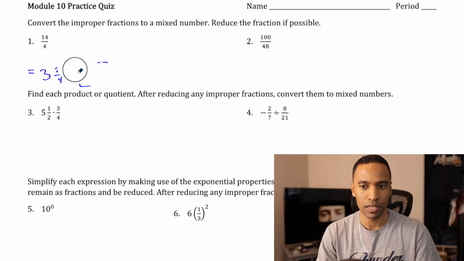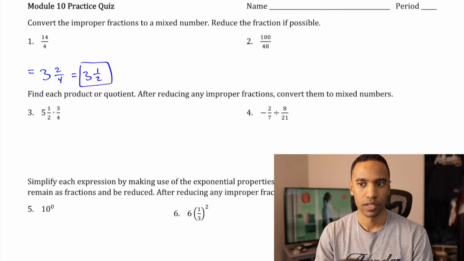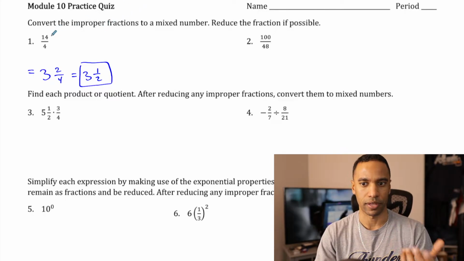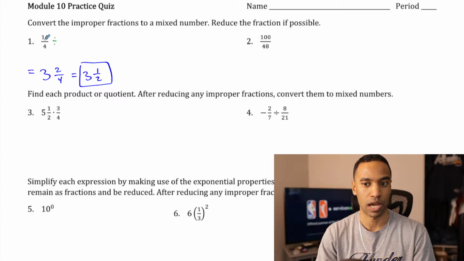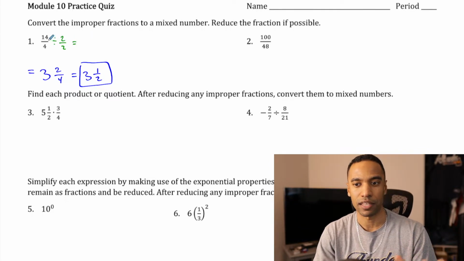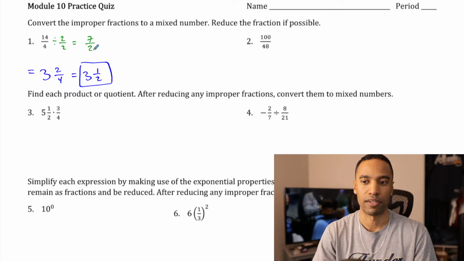I will generally reduce and then convert. So 14/4, the general question at play here is what can divide commonly on top and bottom? What is the greatest common factor of 14 and 4? In that case, that's 2 and 2. In dividing those, 14 divided by 2, 4 divided by 2 gives you 7/2.